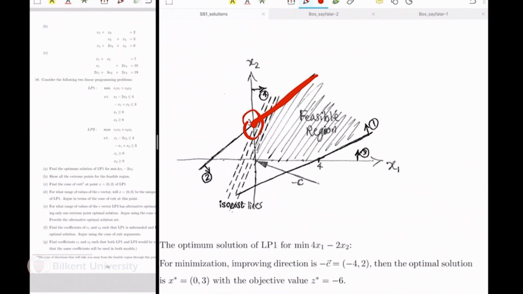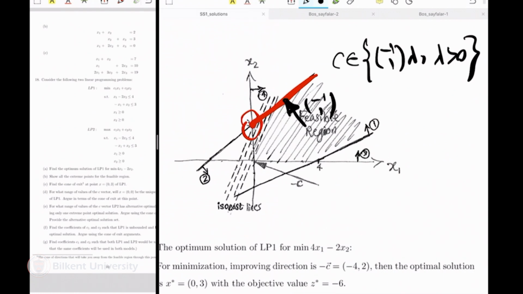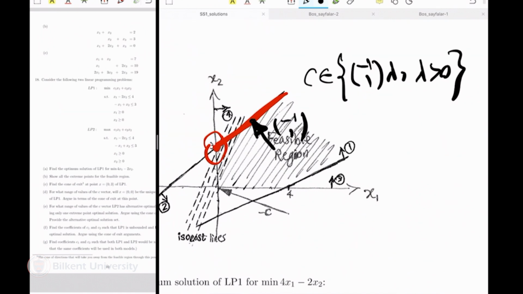So how to find the cone of exit for this specific one? We say that if I go with this direction, I will end up with that specific alternative solutions. As we discussed before, this is for constraint 2, so minus 1, 1. So I would show this with minus 1, 1 lambda for lambda bigger than 0. If C is inside this set, I would have that line noted with red color as my optimal solution. Is there any question?